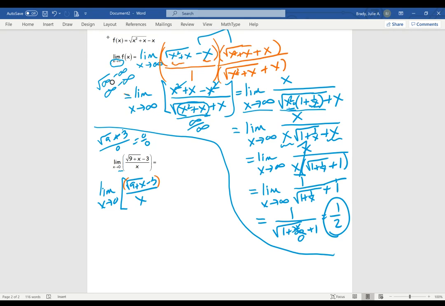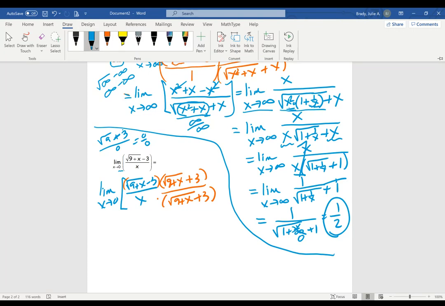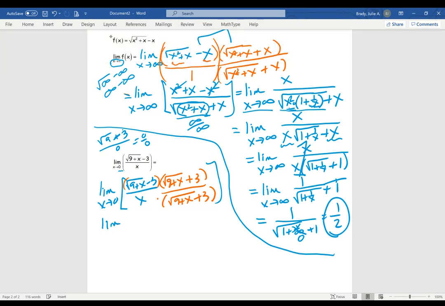Let's see if we can tap into the difference of squares. So you've got the square root of 9 plus x plus 3. You don't want to change the value, so you have to multiply the denominator. Okay, so let's see what we've got. The limit as x goes to 0 of, all right, difference of squares. It's the square of this, 9 plus x, minus the square of that, which is 9. And let's keep these.